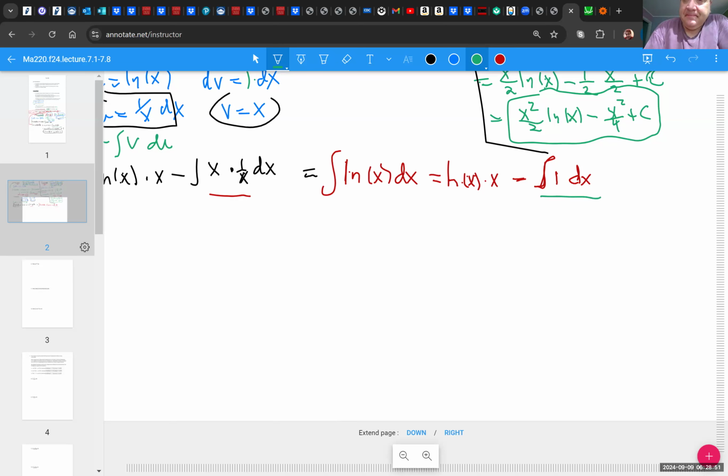So I get, well, let's be traditional, put the x in front of the ln x. So we get x ln x. And the integral of 1 is just x. And then let's put our lovely plus c at the end. And this is the formula that was on my formula sheet anyway.